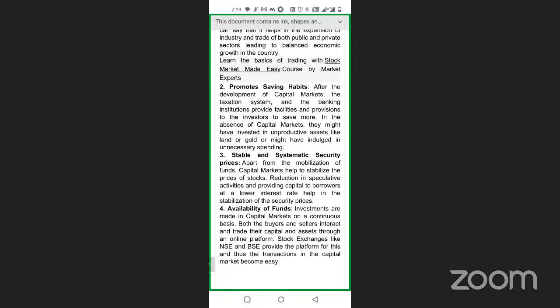And stable means whatever price-related or market-related information has to eventually reach the individual investor.